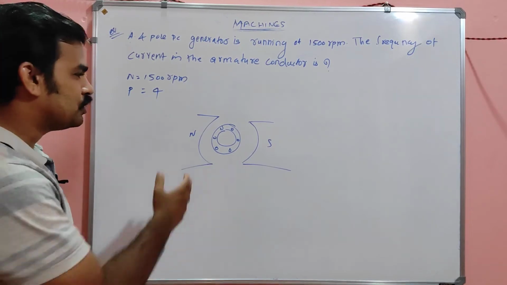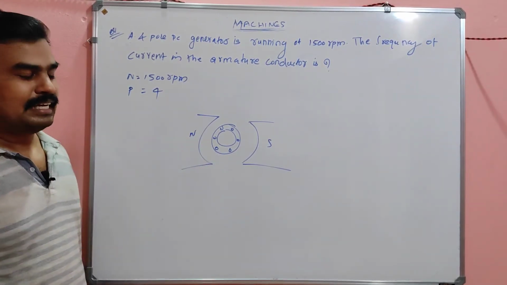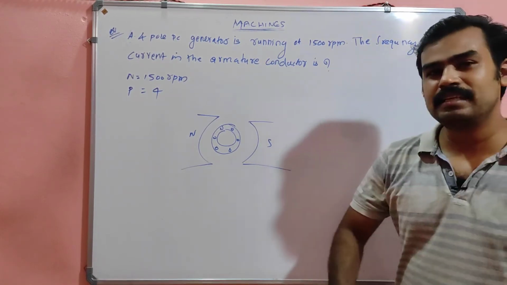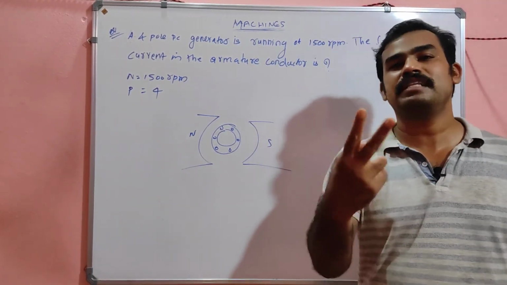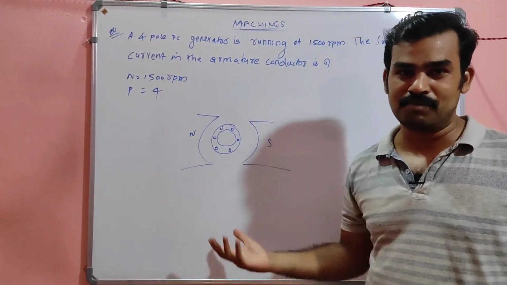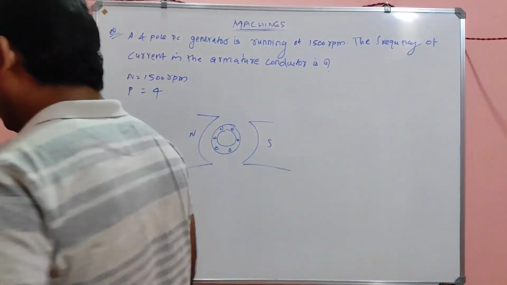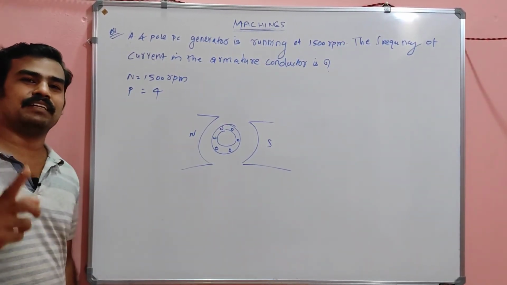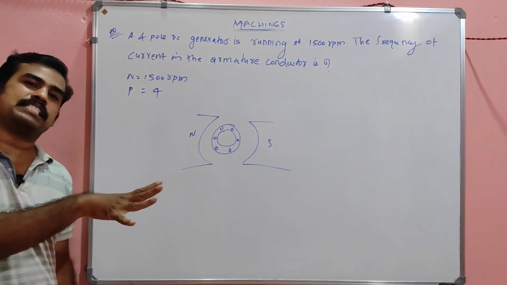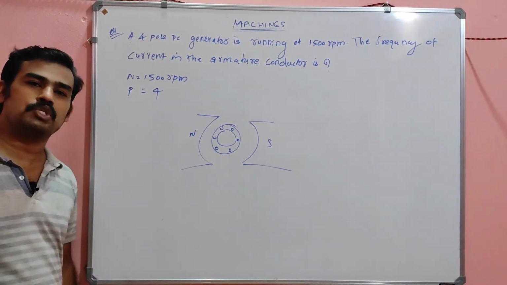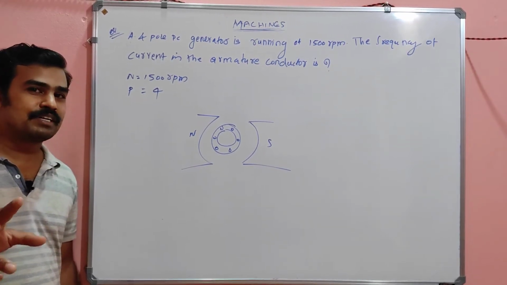Clear? It is actually a doubly excited machine. A DC machine is a doubly excited machine because we use two sources for the working. One is for field, other is for armature. In the case of an induction motor, it is a singly fed machine because we just give supply to the stator only. The rotor automatically rotates by the mutual induction action. That is the difference between these two.